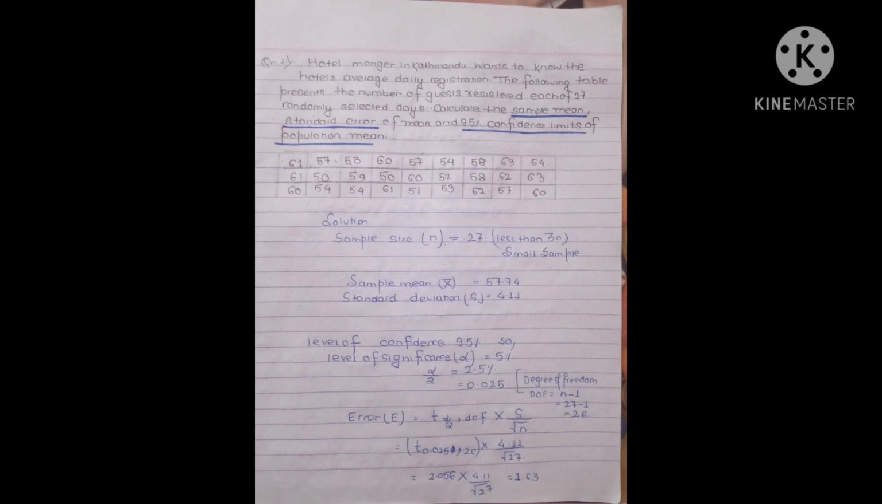After putting all values in the formula, we get t 0.025 comma 26 into 4.11 divided by root under 27. For t 0.025 comma 26, we have to see the t distribution table. Hence from the t distribution table we get the value 2.056. After calculation we get the standard error of mean as 1.63.